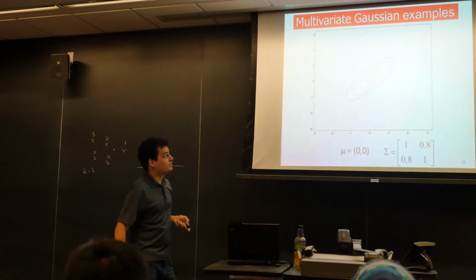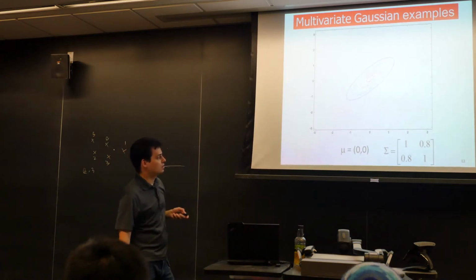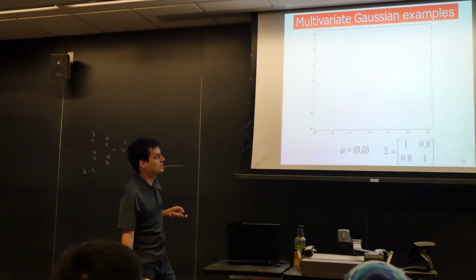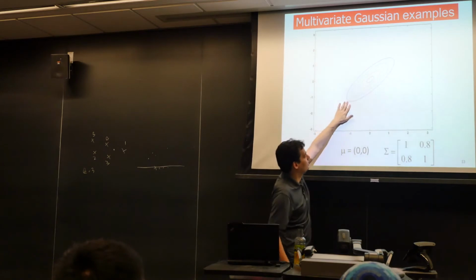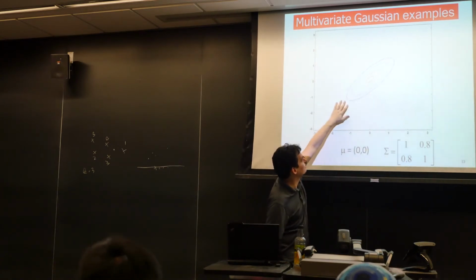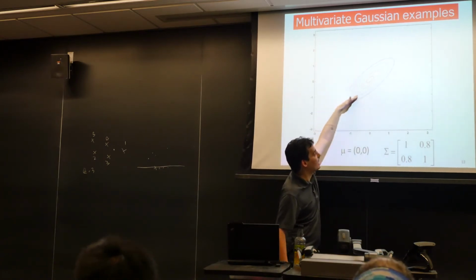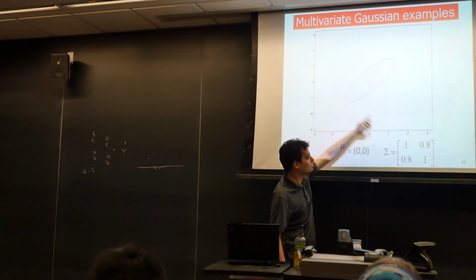Sometimes we illustrate two-dimensional Gaussian densities with these level sets. So with the same Gaussian distribution, these would be the level sets. And you can see that there's high correlation between the two dimensions. The correlation is 0.8.